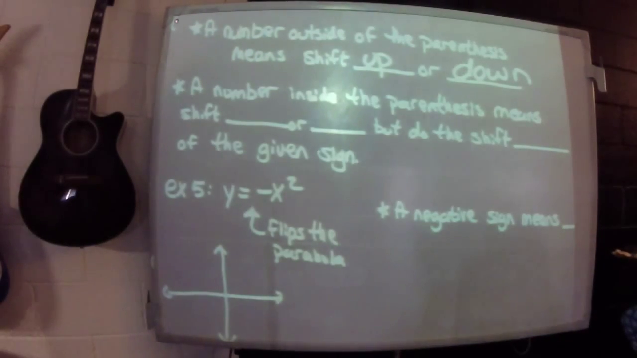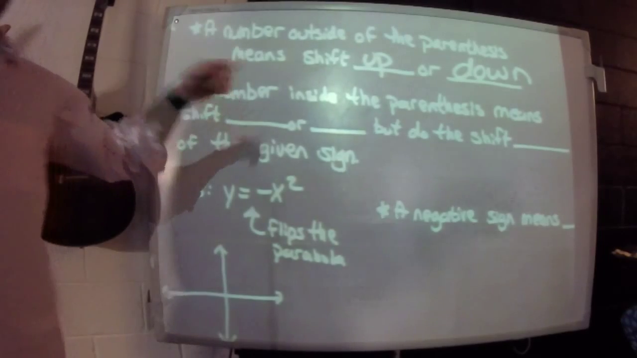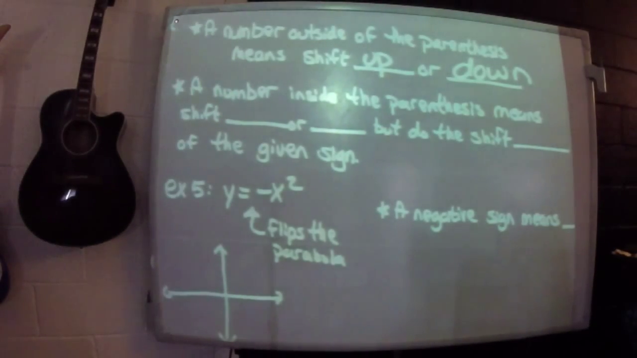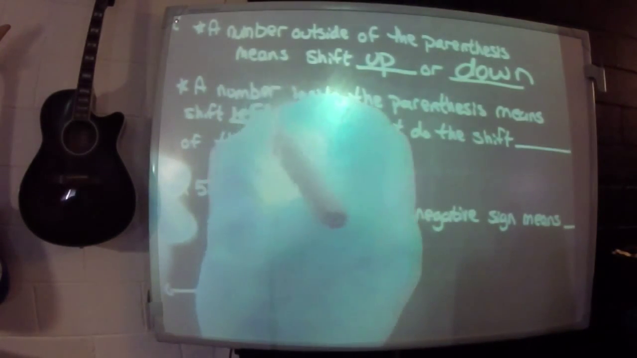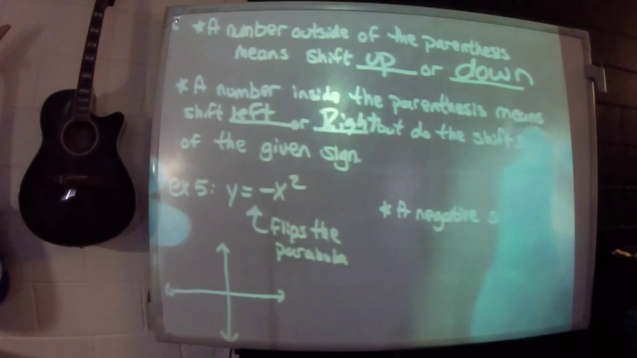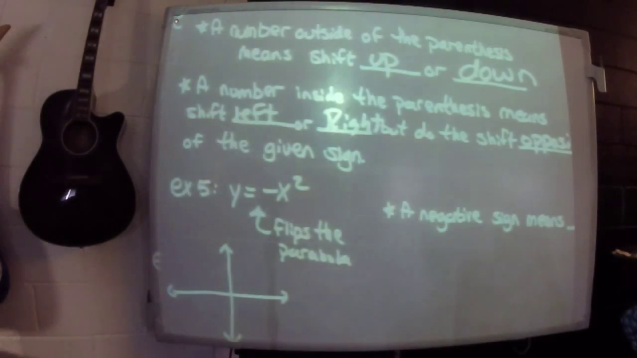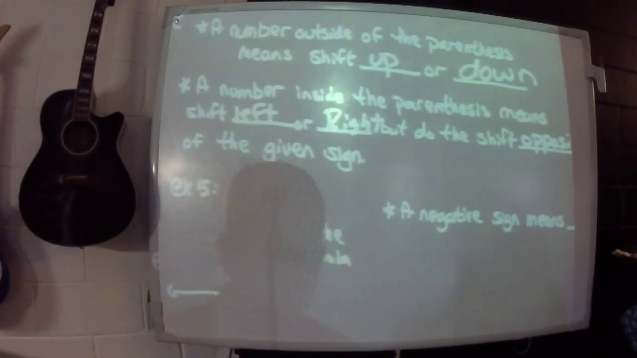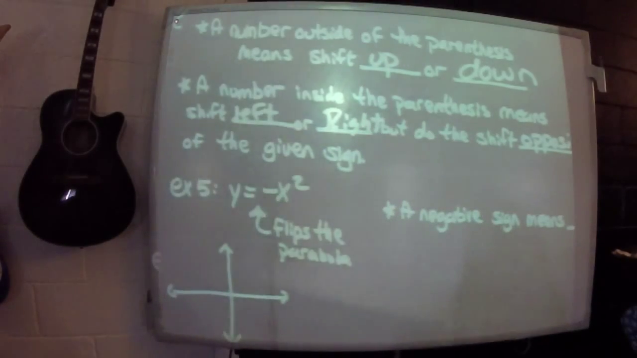Inside the parentheses will do your left or right, but always shift opposite. This is opposite the sign. So negatives get you right, positives go you left. Shift up, over.